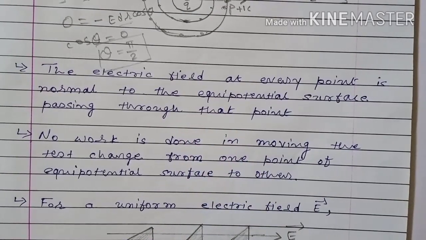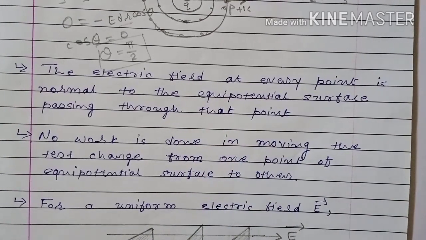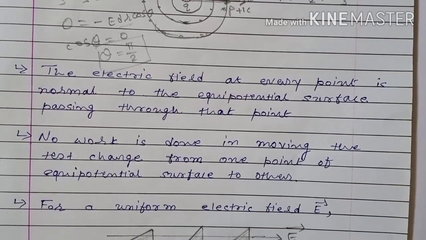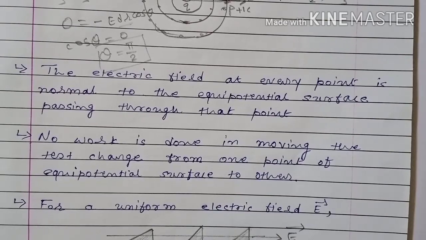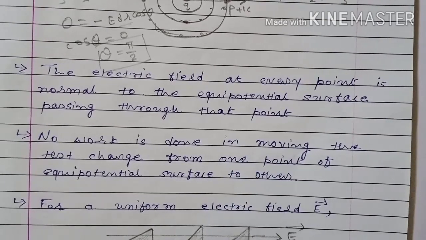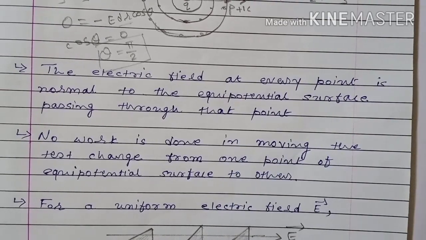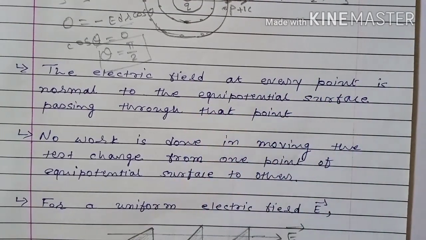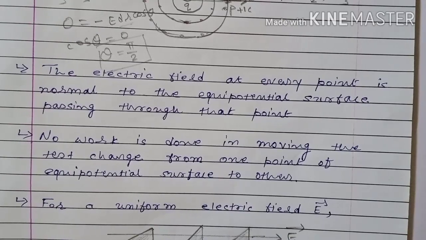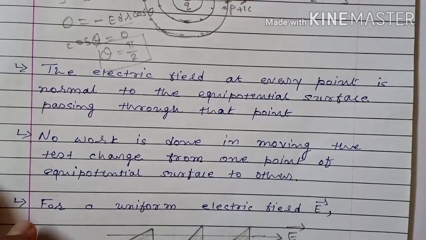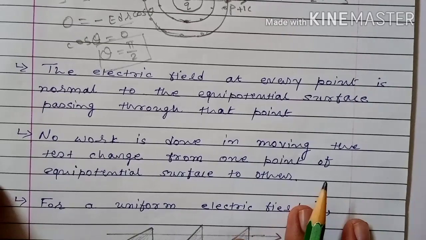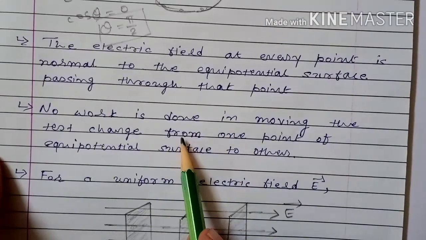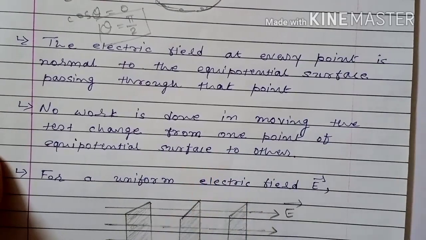It is not necessary that every time we will get spherical equipotential surface. Shape of equipotential surface can be anything. It can be plane, it can be cylindrical, it can be sphere. So every time electric field at every point is normal to the equipotential surface passing through that point. Electric field is always perpendicular to the equipotential surface. No work is done in moving the test charge from one point to another on equipotential surface.